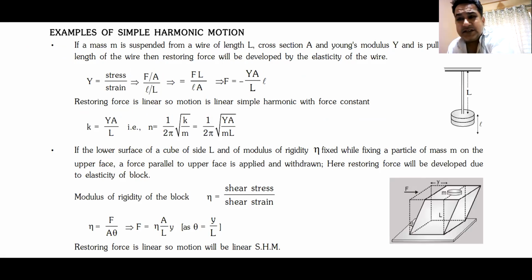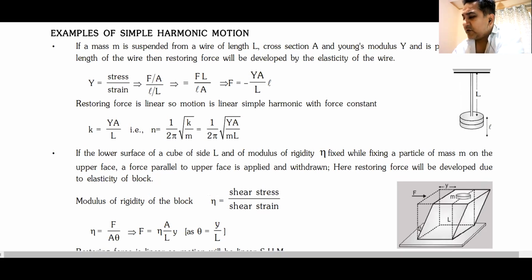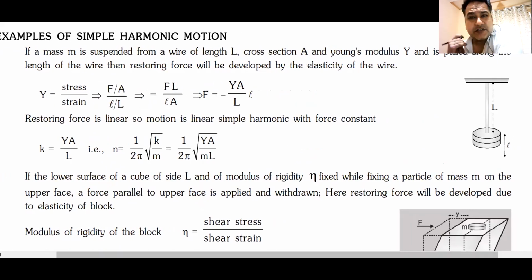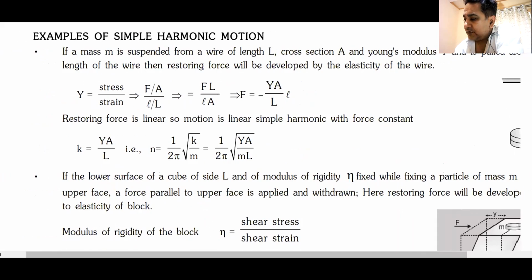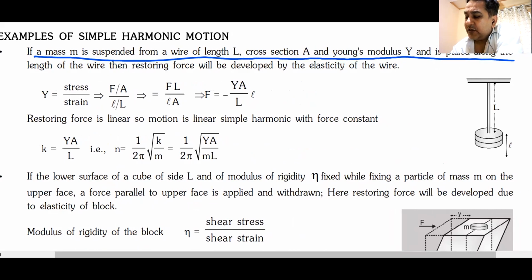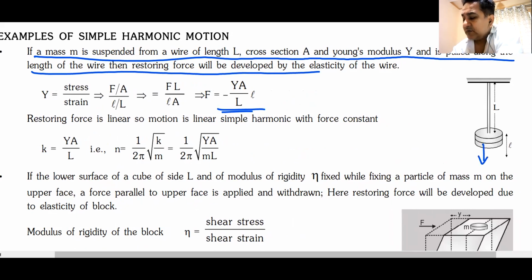Here, what we are going to see is certain simple examples of SHM. These are straightforward questions that you might see in the examination hall. So you can just remember them and mark them. For example, if you have this wire of mass m and length L, cross section A and Young modulus Y, pulled along the length of the wire, restoring force will be this one. So even this wire, if it is taken as a spring, it will execute simple harmonic motion.